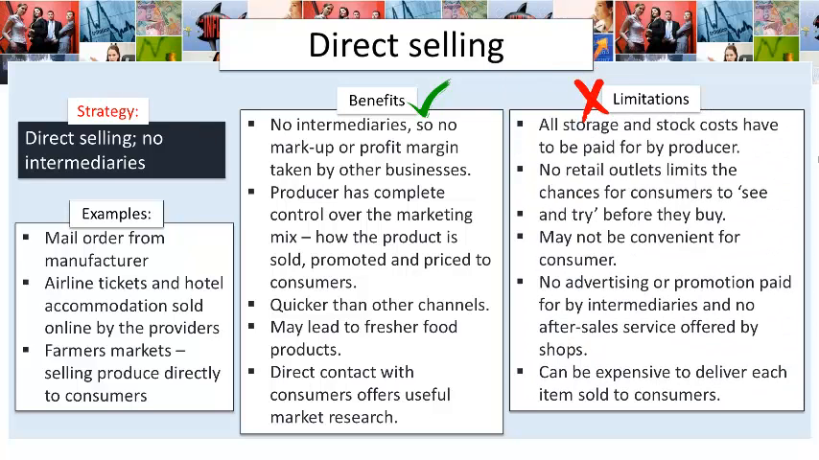But limitations: all the storage, all the stock costs have to be paid for by the manufacturer. There are no real retail outlet limits, which limits the chance for customers to see and try the good before they buy it. So it may not be very convenient for the consumer. There's no advertising or promotion paid for by an intermediary, and no after-sales service offered by the shops. And especially important, it can be expensive to deliver each item sold to consumers.